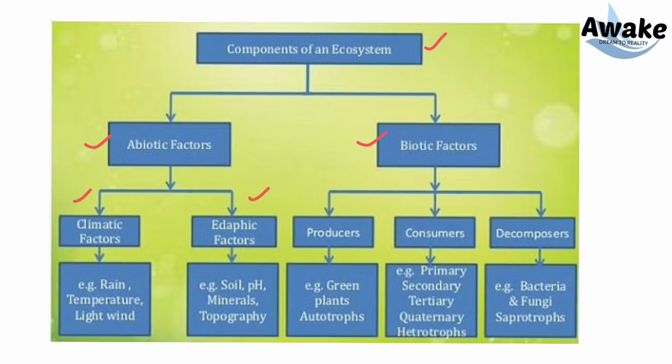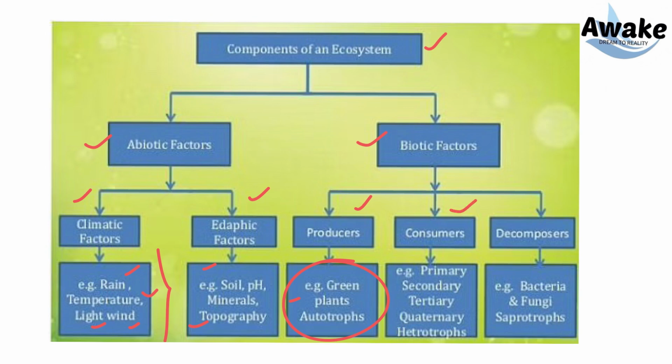In the climatic factors, we have rain, temperature, light and wind. These are the influencing factors. In the edaphic factors, we are talking about soil, pH, minerals and topography. When it comes to the biotic factors, we have producers. These are the autotrophs. They are capable of producing their own food. So these are autotrophs, green plants.